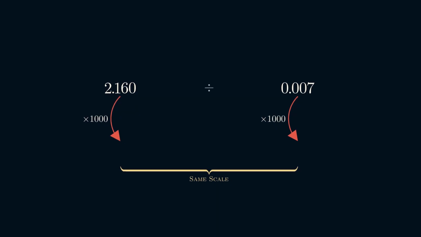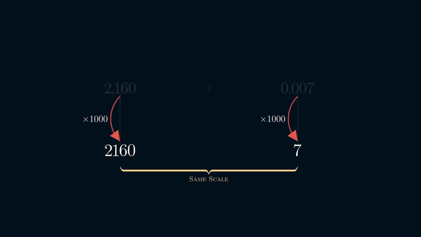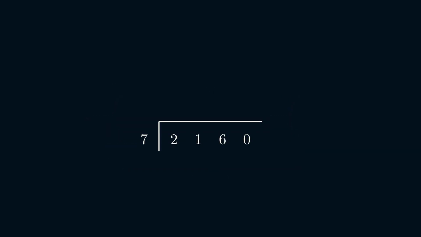2.160 and 0.007. If we scale both numbers, both numbers move by 1,000. 2.160 becomes 2,160. 0.007 becomes 7. Because both numbers have moved together, the answer stays the same. Now the division is 2,160 divided by 7.